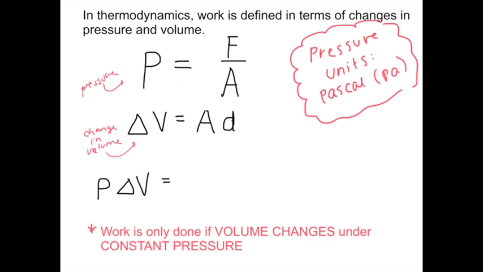In thermodynamics, work is defined in terms of changes in pressure and volume. So we have these equations for pressure and volume. Pressure is expressed as F, which is force, divided by A, which is area. And the units of pressure are the Pascal, which is written as a capital P and a lowercase a. That will come in handy for problems later on. The change in volume is expressed as area, just like in the pressure equation, times a distance.